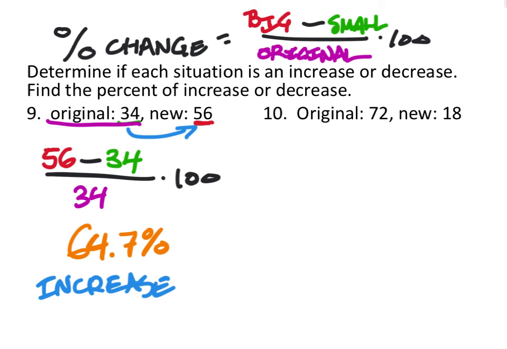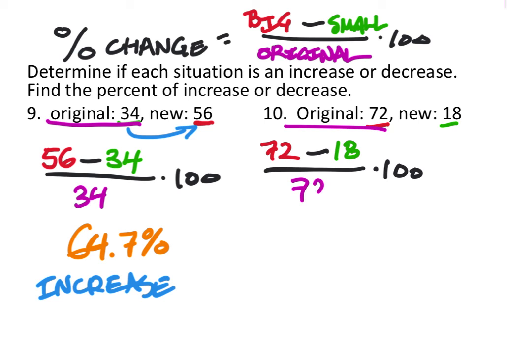So what about number 10? Okay, number 10 is going to work the same way. I can use the formula for this one. So I got to find my change first. And the bigger of the two numbers is the original. That's fine. And we're going to subtract the smaller of the two numbers, which is 18. And we'll divide it by whatever number we started with, which is showing as 72 there.